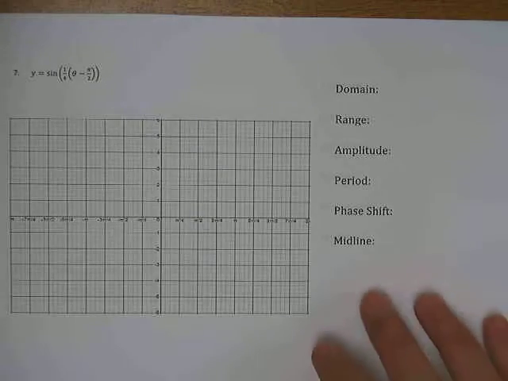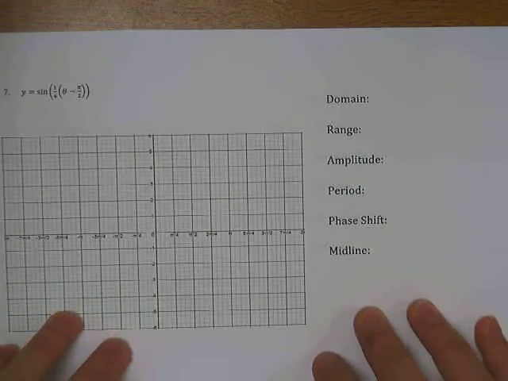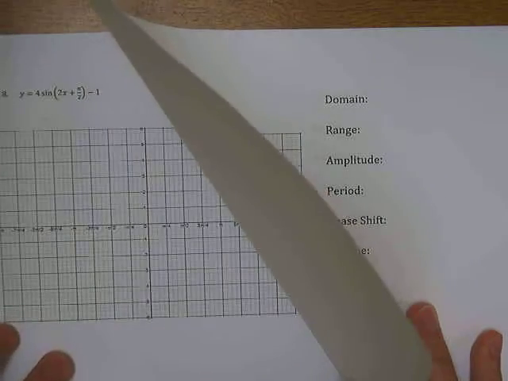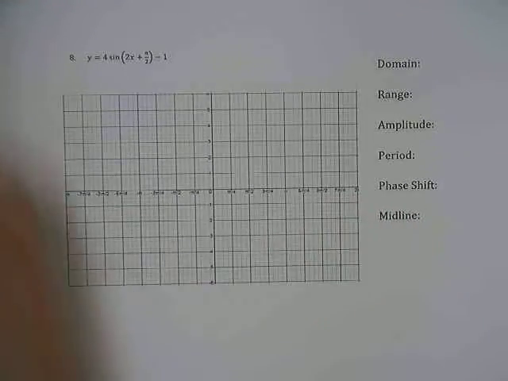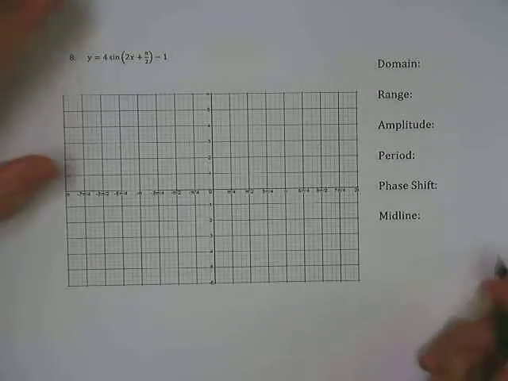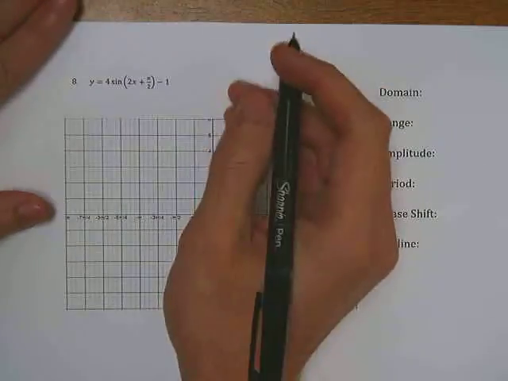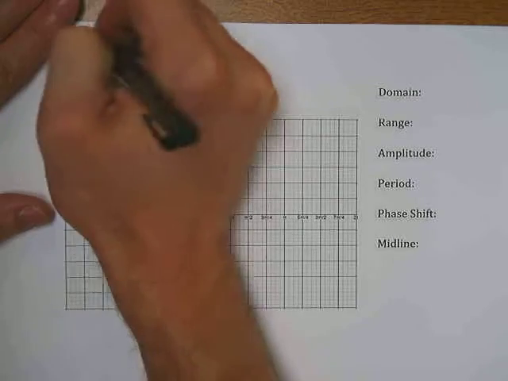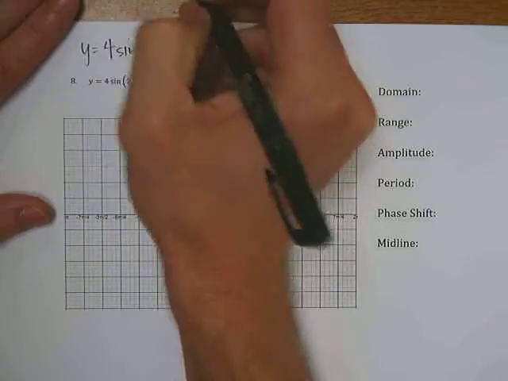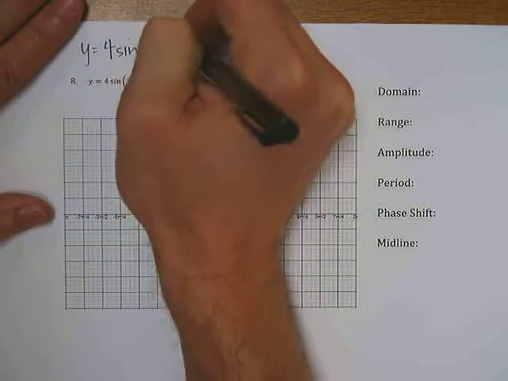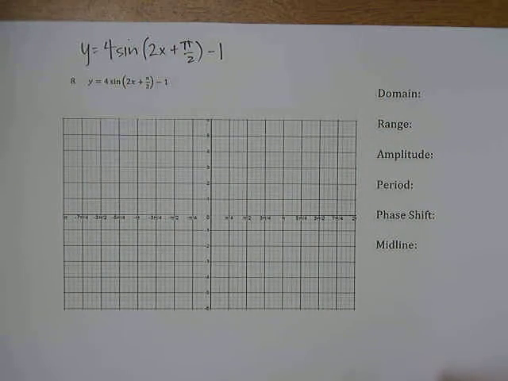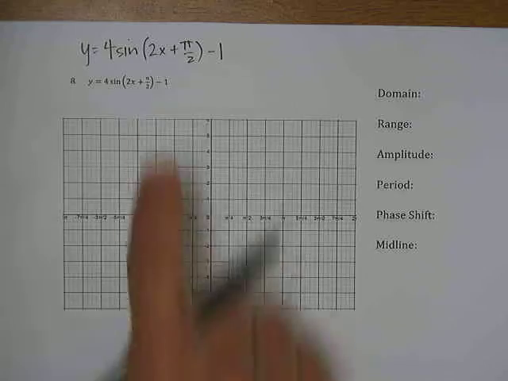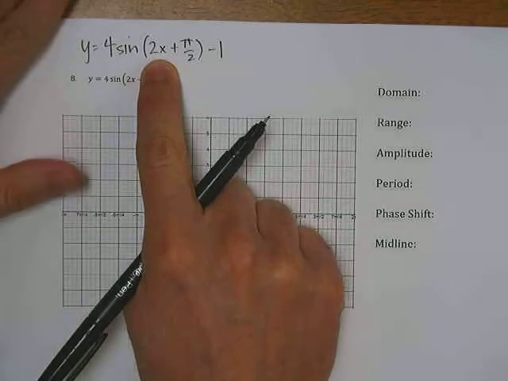Domain, all real numbers. Again, use interval or symbolic, I don't care. And then my range, what am I bouncing back and forth between? Those values are -2 and +2. We are going to skip number 6. Let's go to number 8.